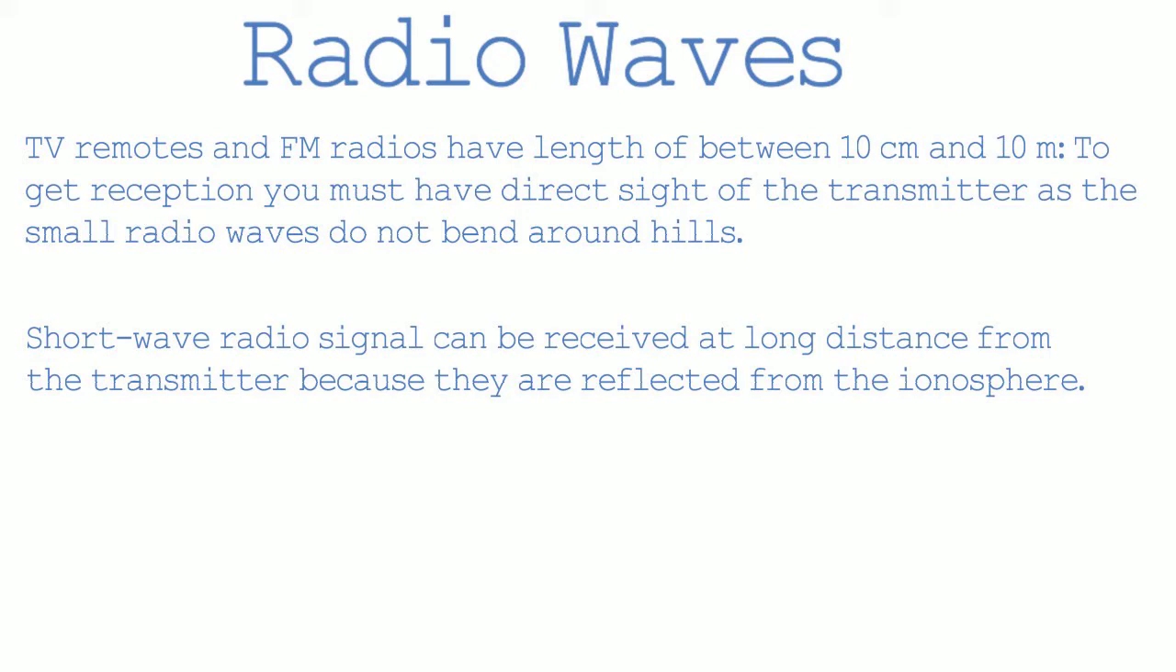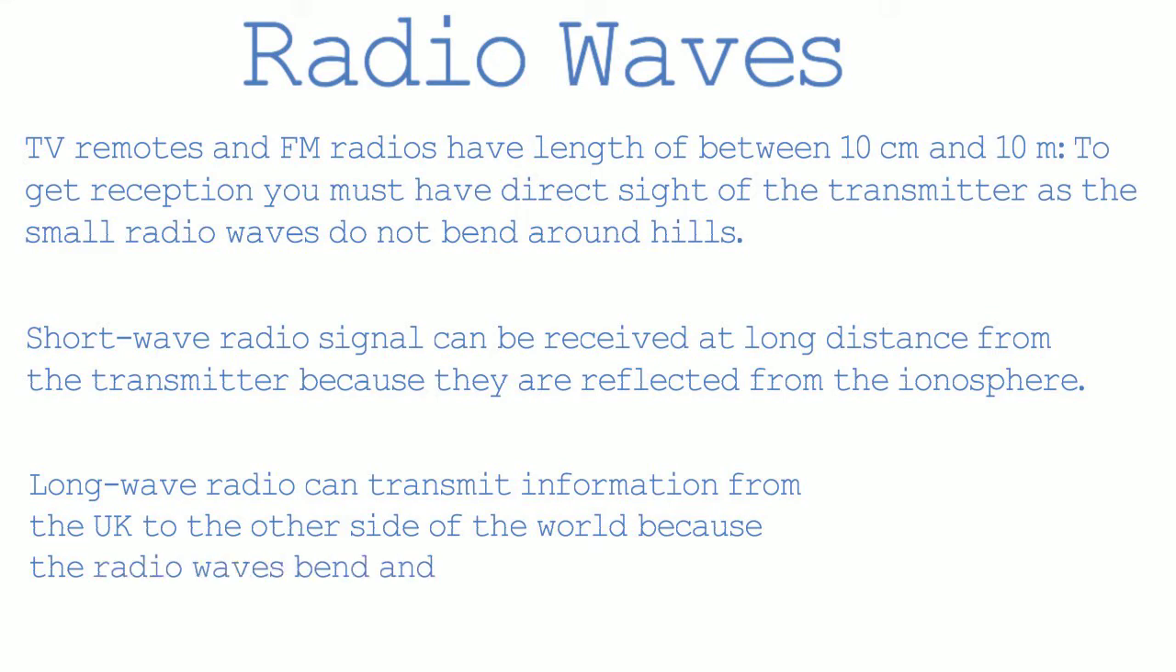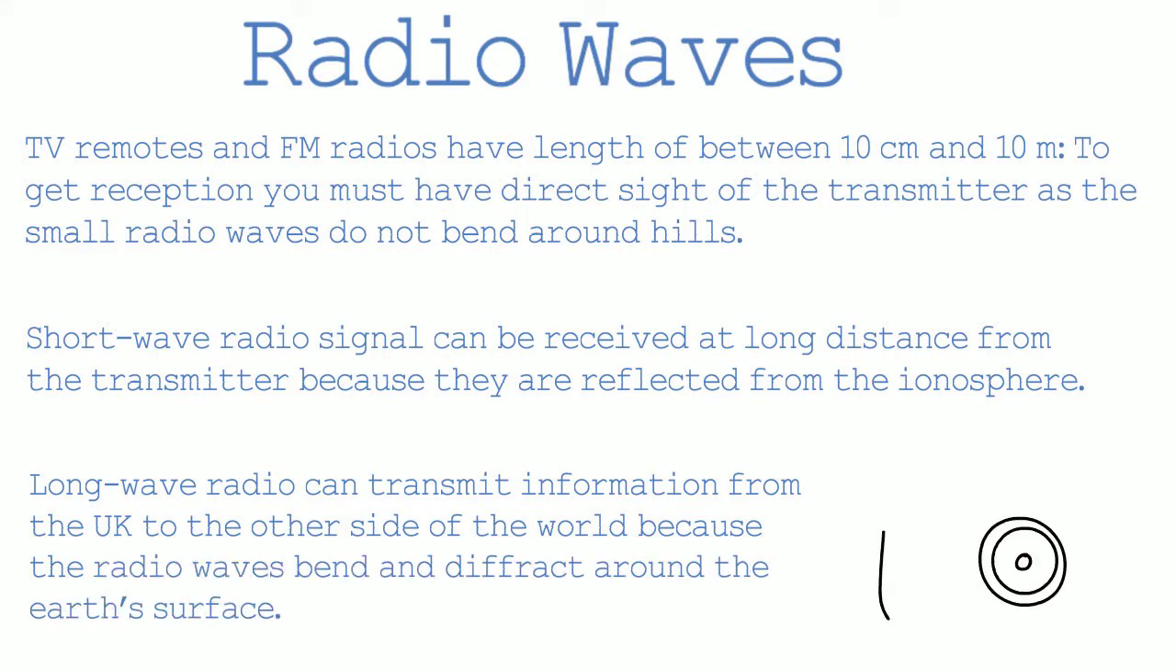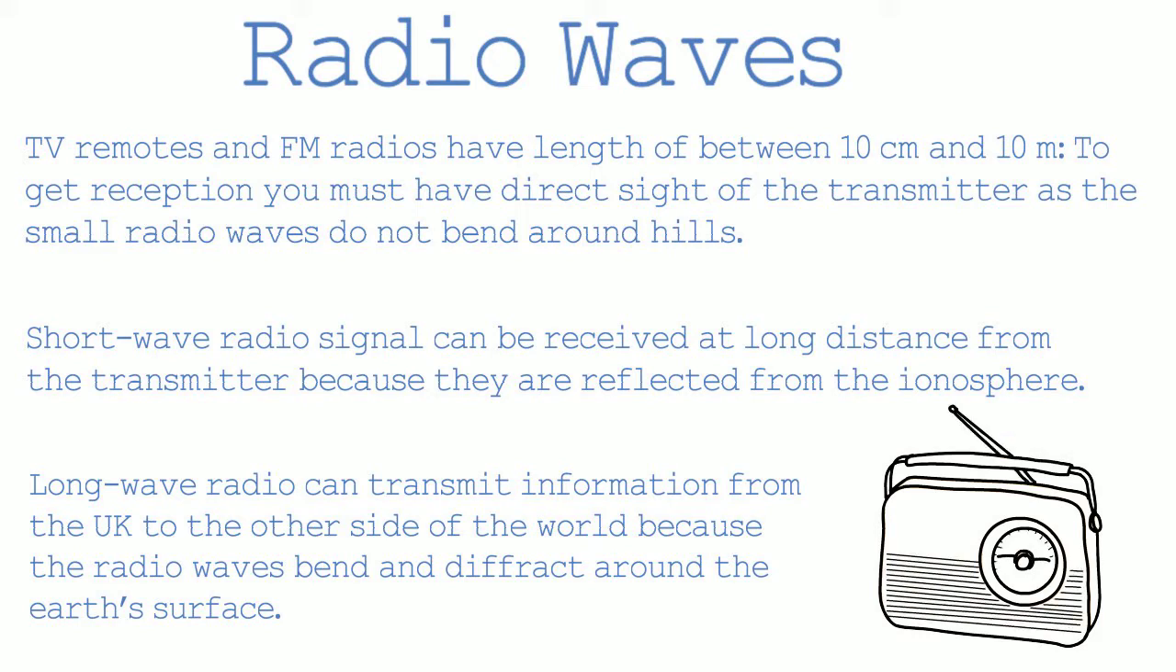The final type we'll be looking at is long-wave radio waves. These can transmit information from the UK to the other side of the world because the radio waves bend and diffract around the Earth's surface. Long-wave radio waves have wavelengths between 1 km and 10 km. They are also able to go inside tunnels.